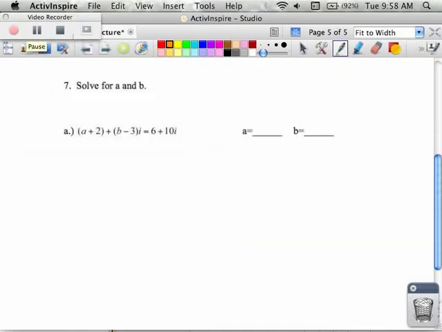In problem number 7, I want you to see two things. First of all, I want you to see my checkbook, otherwise known as real. And on the right side, the other part of my checkbook. Real, real. How do I know they're real? No i. So on the left, the a plus 2 is equal to, on the right, the 6. Which means my a has to be 4.